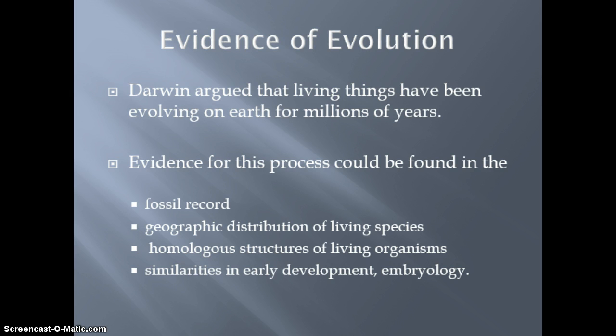Well, what evidence did he use to back up some of his claims? Darwin argued that living things have been evolving on Earth for millions of years. Some of the evidence that can be used for that are found in fossil records, geographic distribution of living species, the homologous structures of living organisms, and similarity in early development, so embryology.